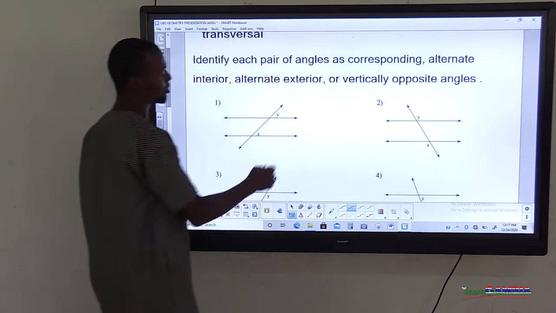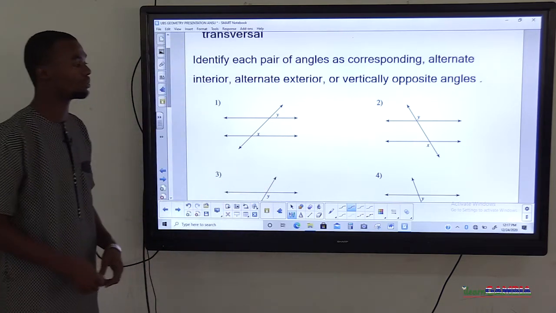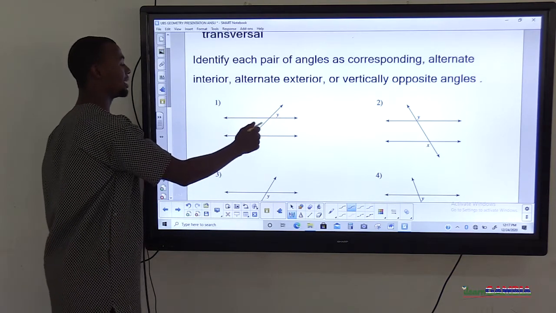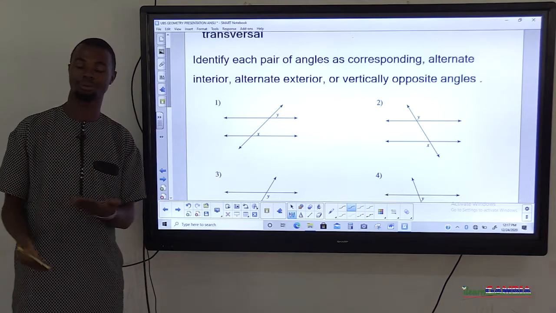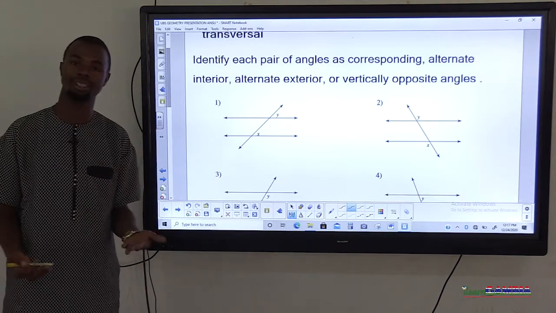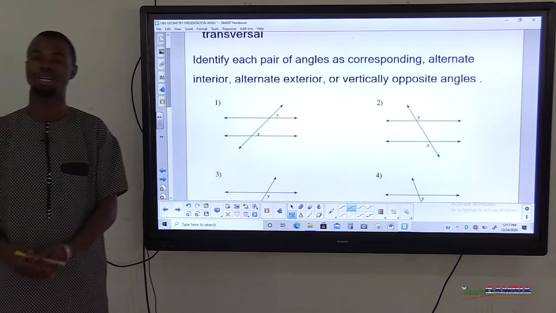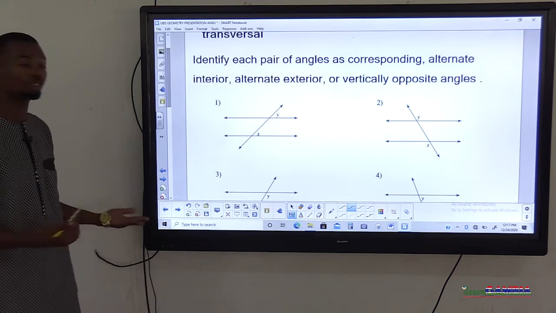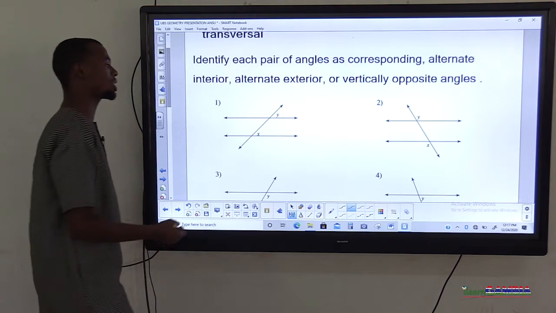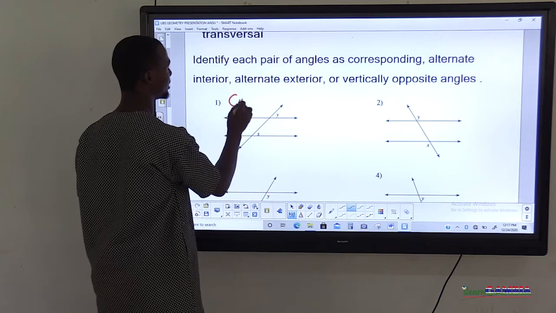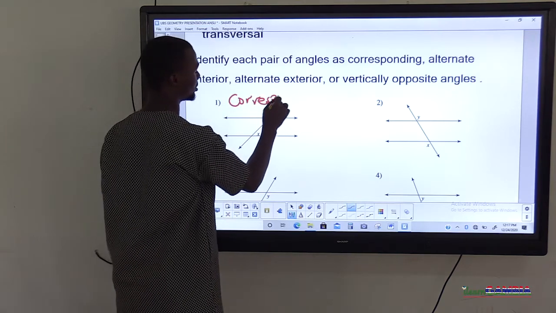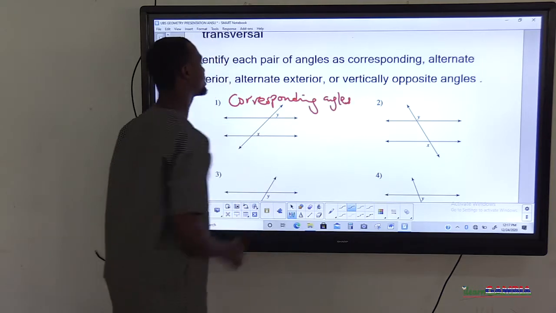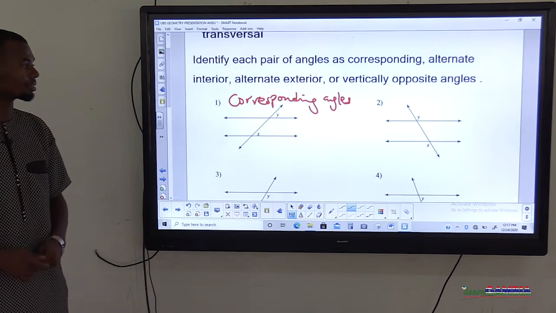Angle X and angle Y, what pair of angles are X and Y here in number 1? You can see one exterior, one interior, and on the same side. When you have one exterior and one interior angle on the same side of the transversal, non-adjacent, what type of angles are they? That is what we have just discussed. They are called corresponding angles. So number 1 is corresponding angles.